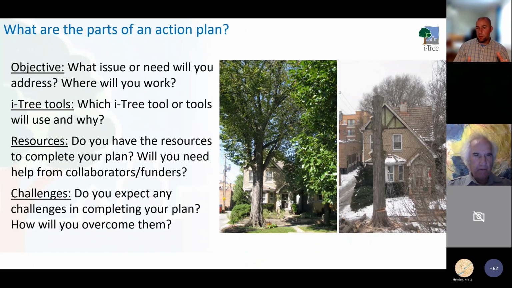Super simple. Just think about things like, what is your objective? Really laying out what you want to do with iTree will really help you have a successful project. So think about that a lot. Put a lot of time into defining that objective, and that really helps inform which tools you want to use, what resources you might need, and what challenges you might expect to run into.